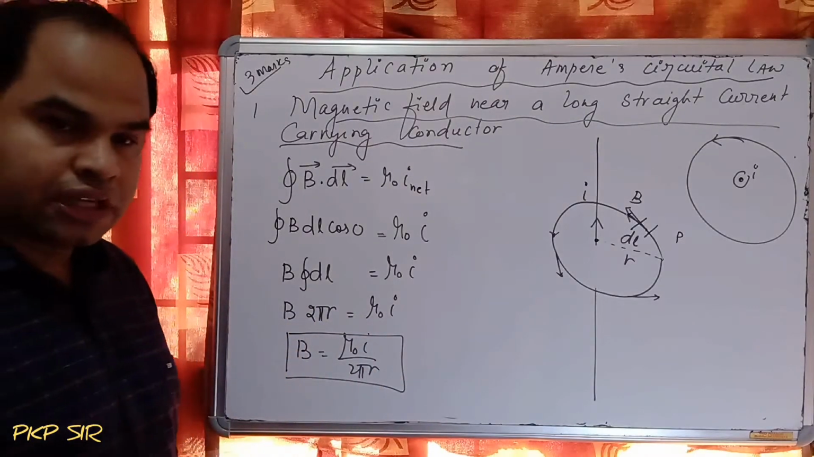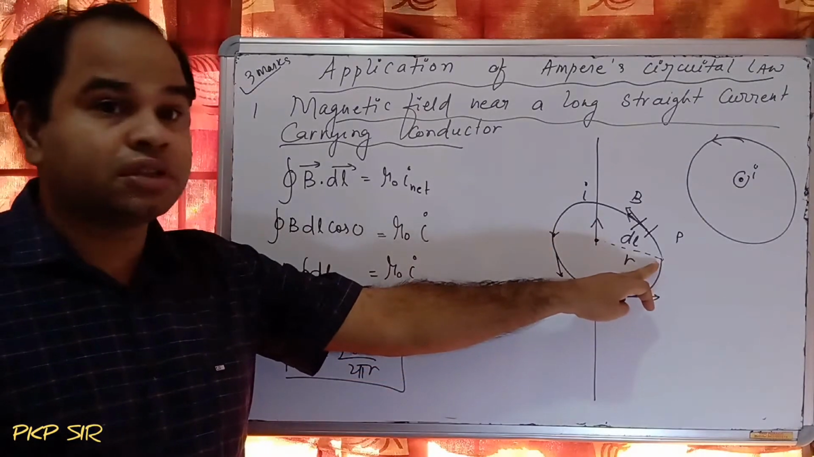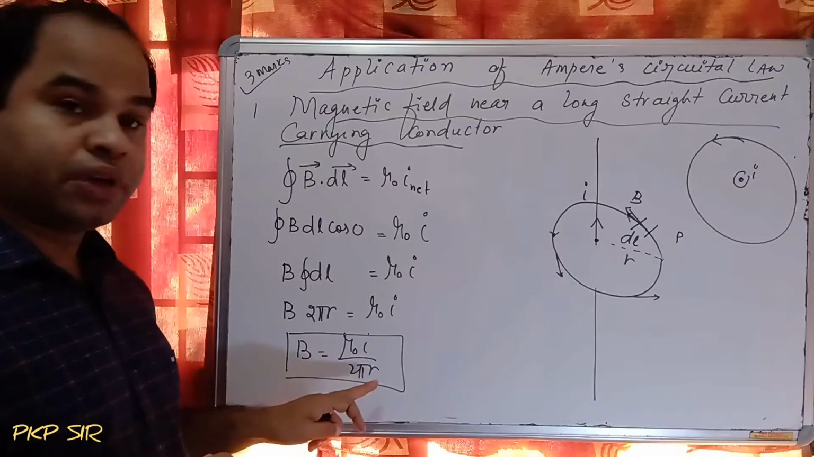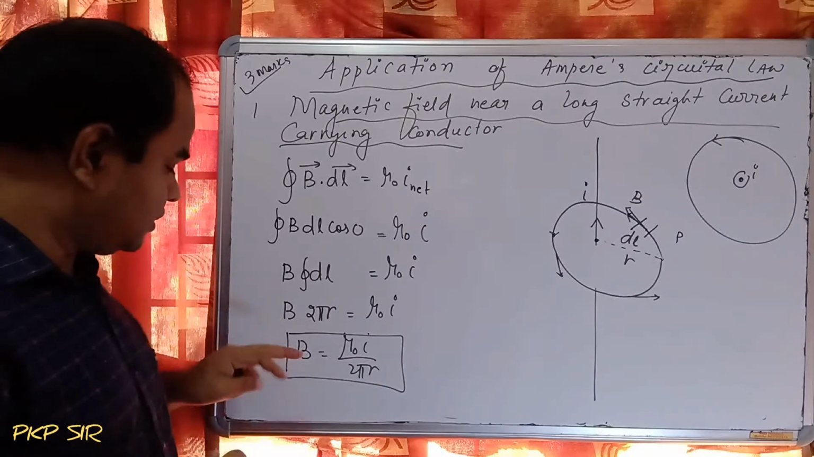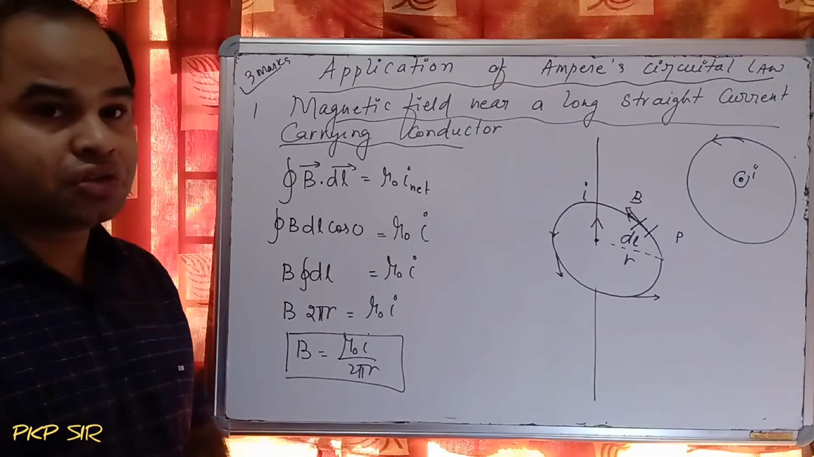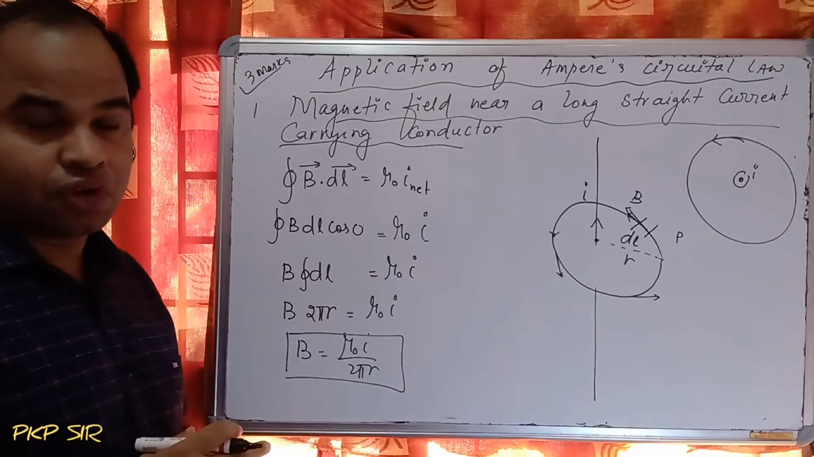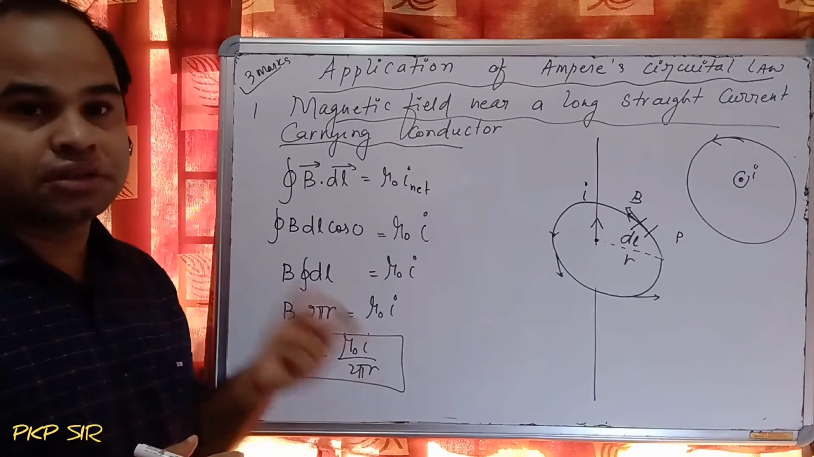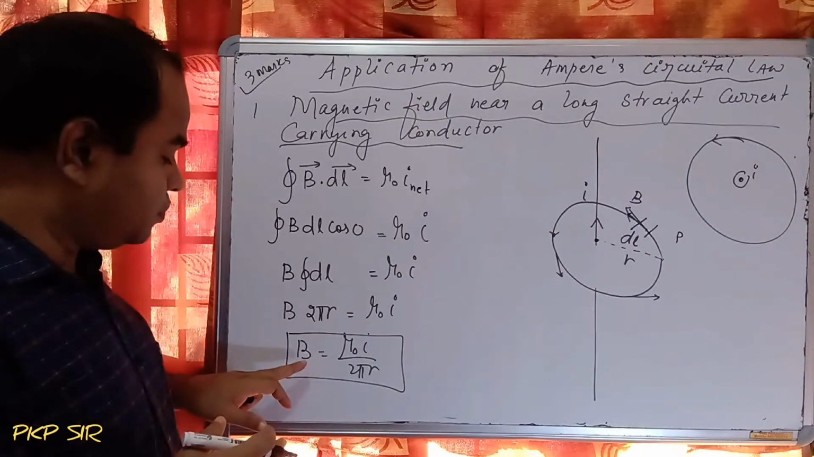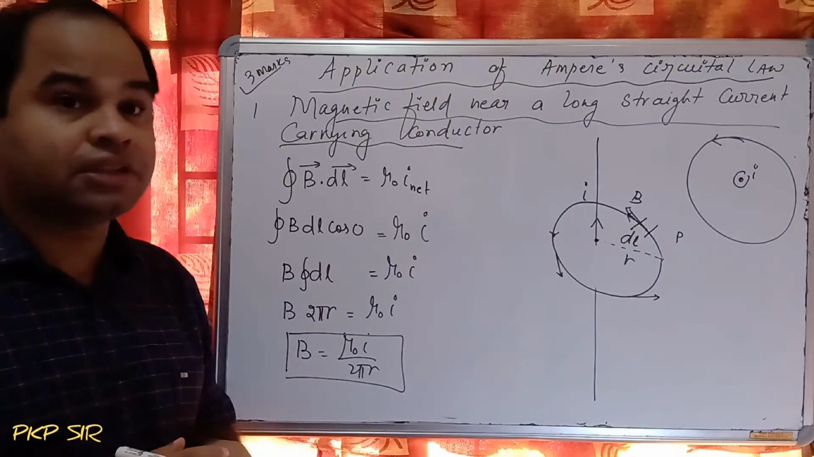So the net magnetic field due to the long straight current carrying conductor at r distance from it is mu naught I by 2 pi r. And the second thing is the value of B is positive. So the direction we assumed, anti-clockwise, is the same as the actual direction. So B is mu naught I by 2 pi r, and the direction is anti-clockwise.